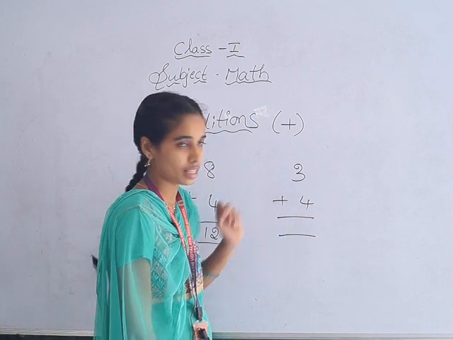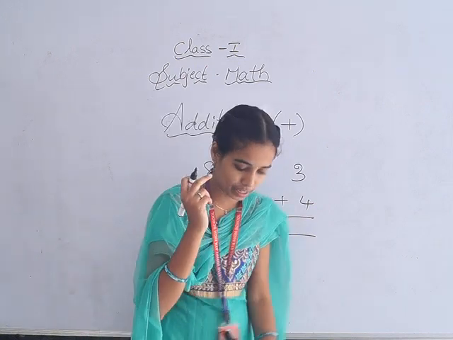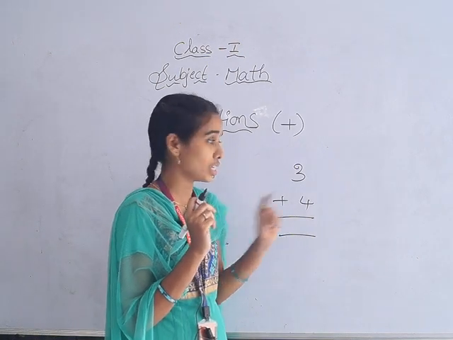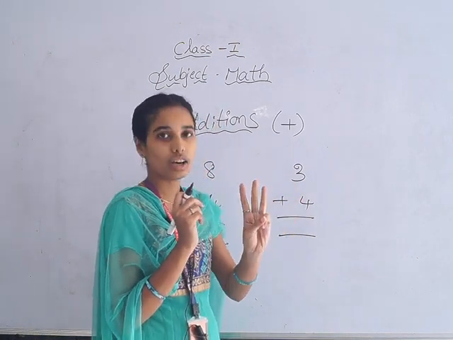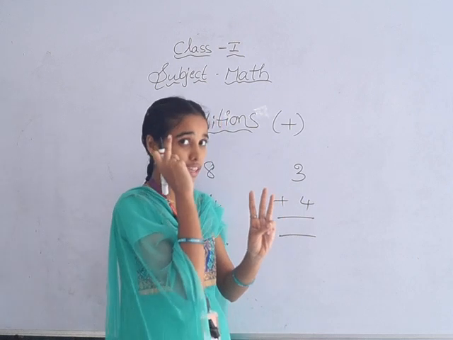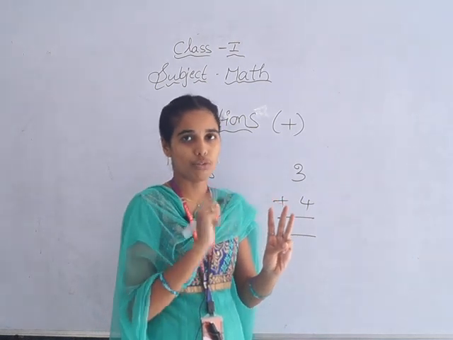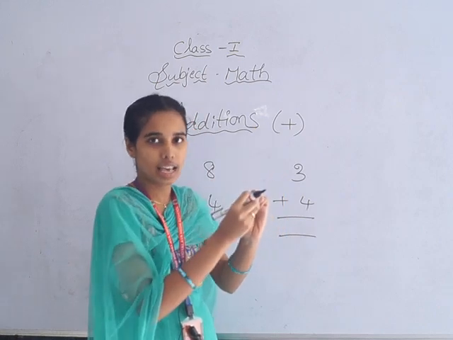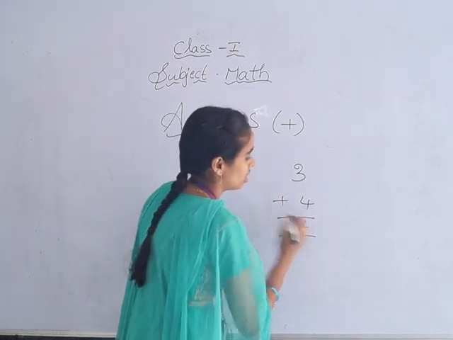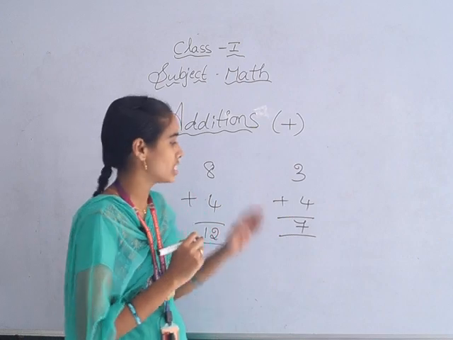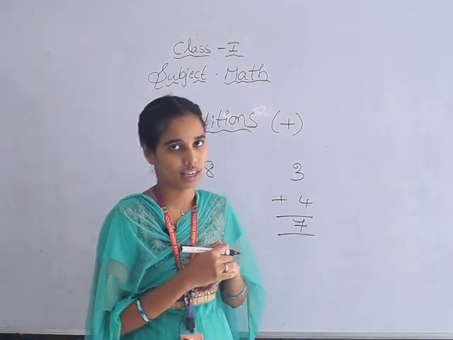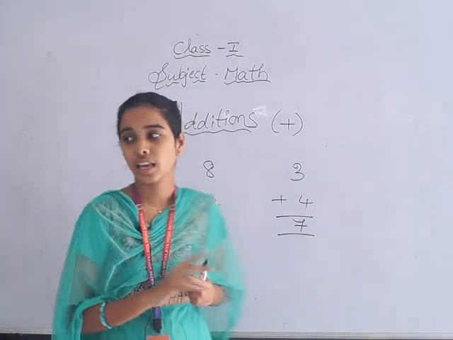Now coming to this one, 3 plus 4. So here 4 is the biggest one. That you have to keep it in your mind. So how many fingers we have to open? That is small number 3. So open 3 fingers. Now in mind which number is there? 4. After 4, 5, 6, 7. So answer is 7. So these are the basic additions. Already you learned in your previous class. Just I am revising the additions.